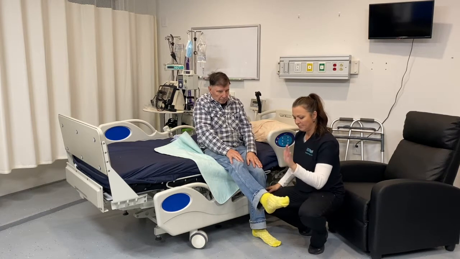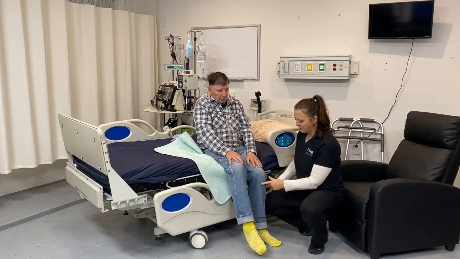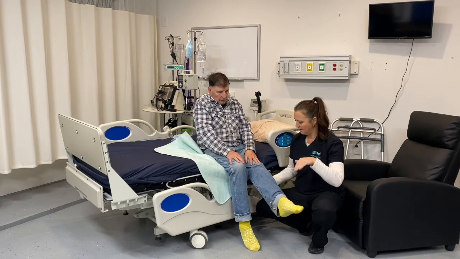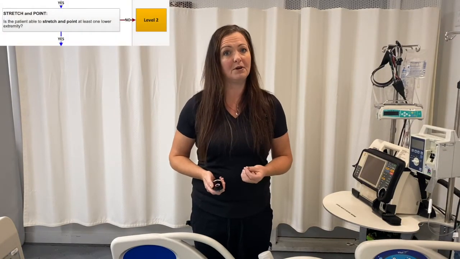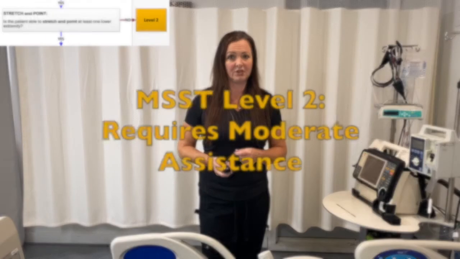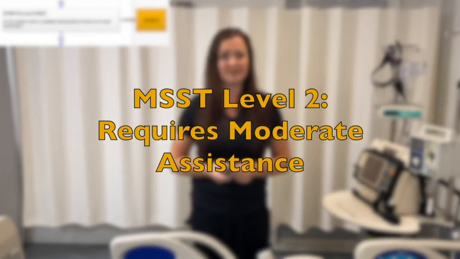Before we even ask them to stand, we need to know if they have good strength and movement in their hips, knees and ankles. Trying to stand up when both legs are weak and do not have the movement needed puts the patient at risk for a fall and also puts the caregiver at risk for an injury. Ask the patient if they can stretch out their leg and point their toes. They must be able to almost fully straighten at least one leg to pass this step. If they succeed, you know they have enough strength and movement to go on to the next step. If they are unable, they will remain at MSST level 2 and require moderate assistance.